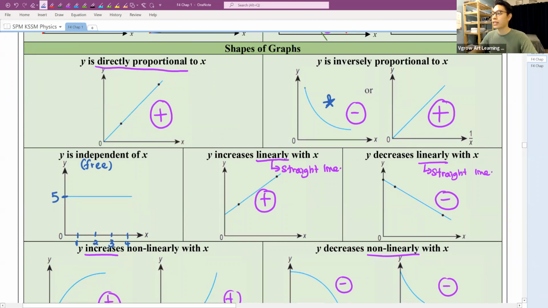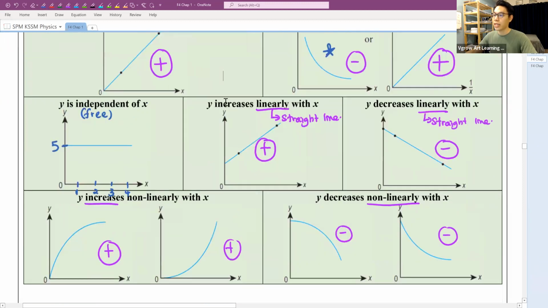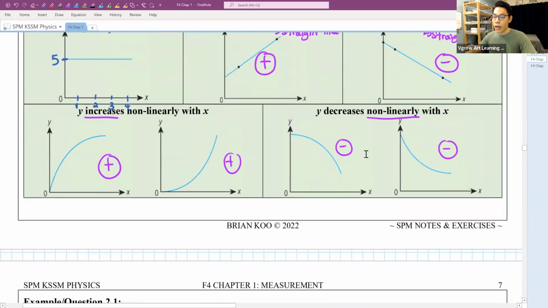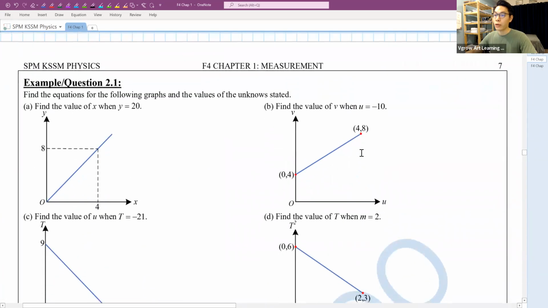And then inversely proportional is also quite popular. You have a graph that looks like this one. The rest would be increasing linearly or decreasing linearly. So everything in this table, I think, is all you need already. And I think it's quite complete here, right? And we'll go on to Example 2.1 today already.